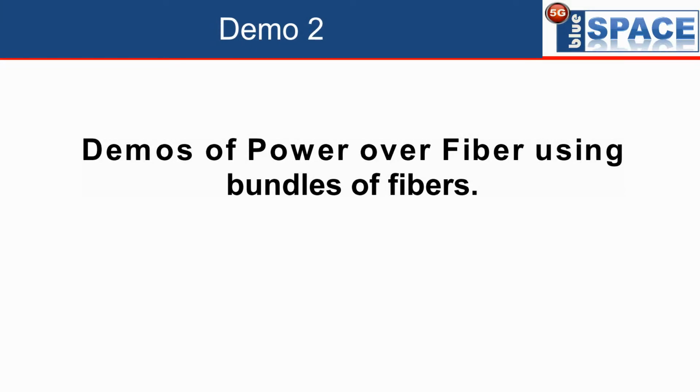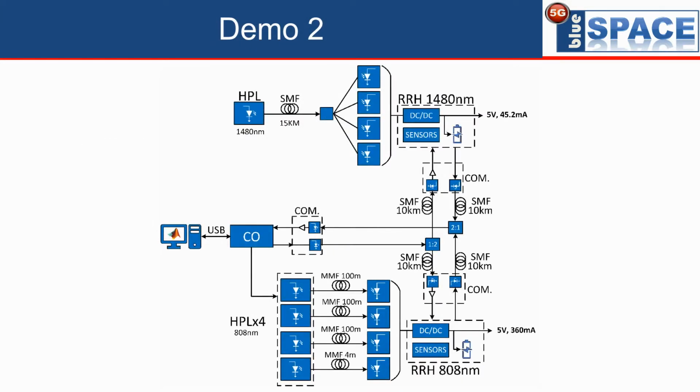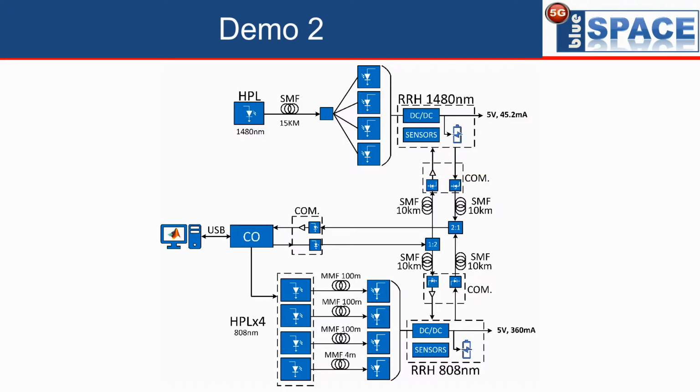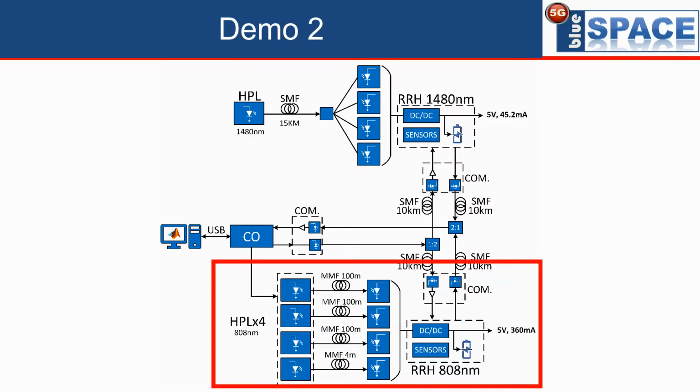In the next section, a second demo will be shown. It demonstrates two different systems working at the same time and being supplied by two different lasers. The first system is supplied by a 1480 nanometers high power laser configured at 32.5 dBm. The second system is supplied by four 808 nanometers high power lasers.